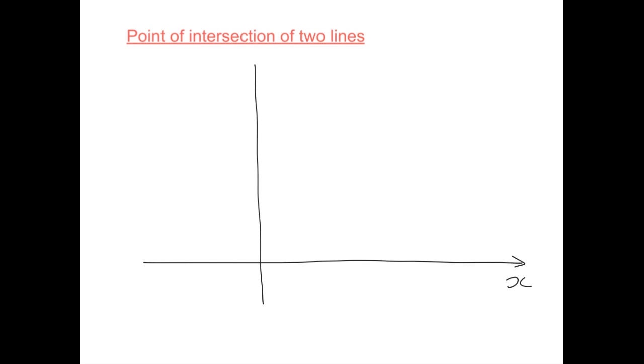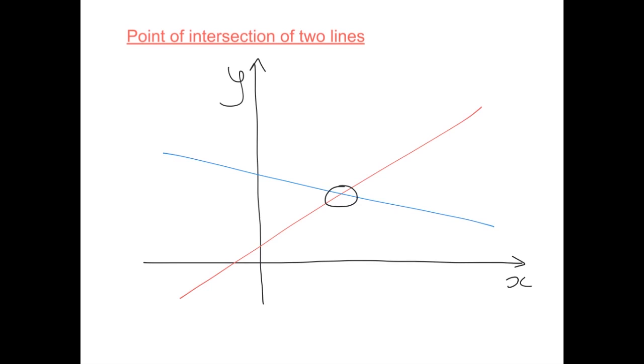In this video I'm going to talk a little bit about the point of intersection of two lines. So if we have a graph that contains on it two separate lines, so we have our x and our y-axis, and we have two lines, say like this, and we want to know what is their point of intersection. At what point do these two lines cross? This point here.